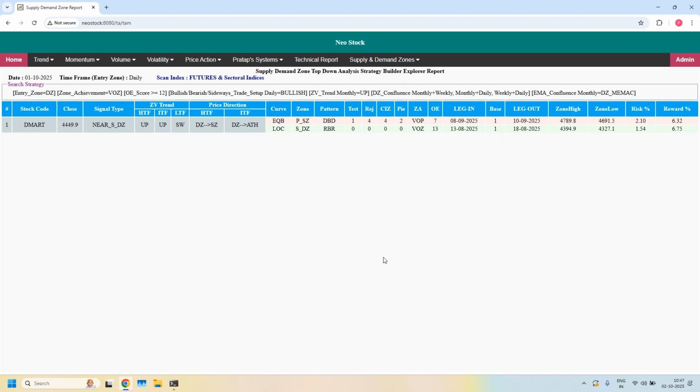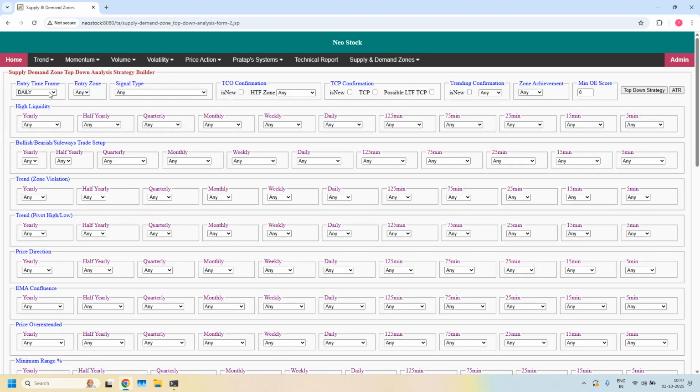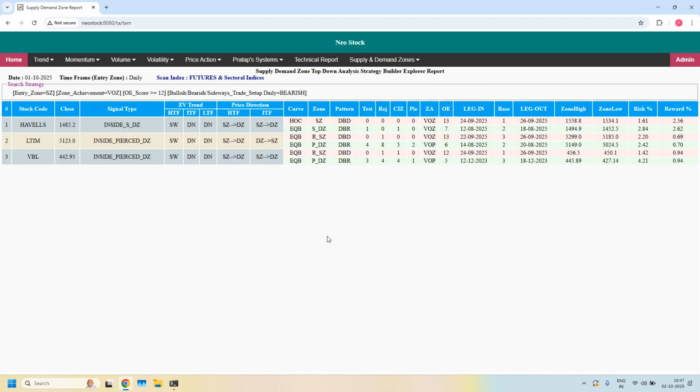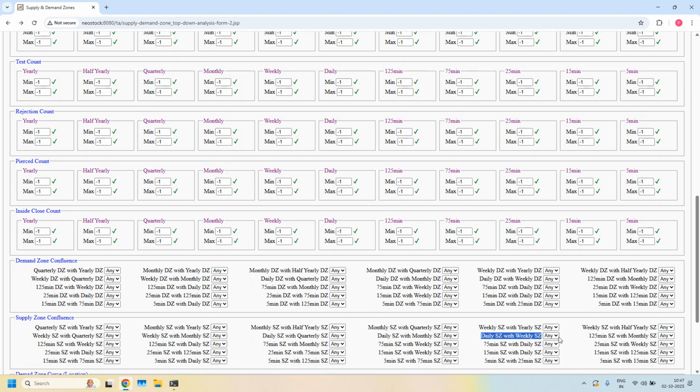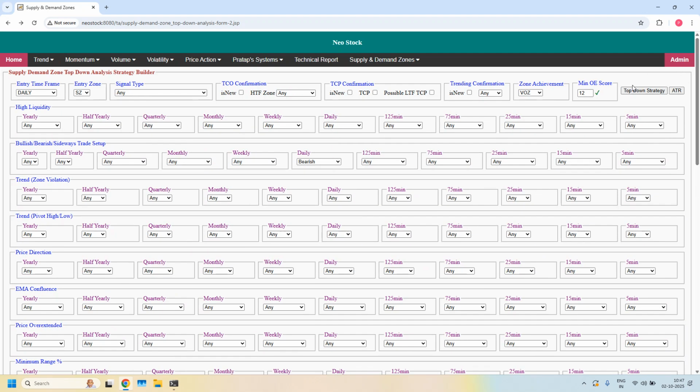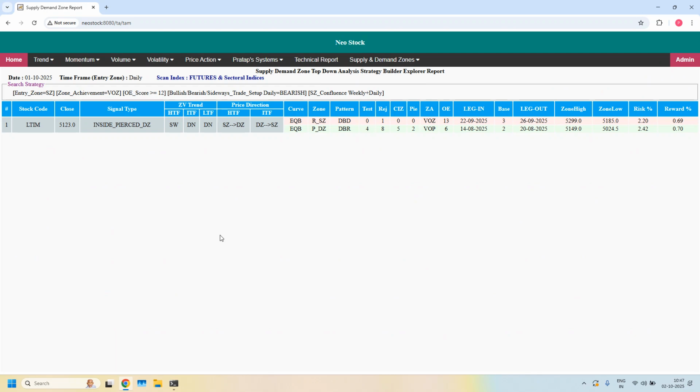Okay, next bearish trade setup for monthly income trade. So daily supply zone. We are bearish. Violated opposing zone, minimum order enhances score 12. We got 3 stocks. Entry time frame zones are daily supply zones. So out of 3, let us identify high probability zones. First one, LTF and ITF supply zone confluence, daily, weekly. One stock is filtered.